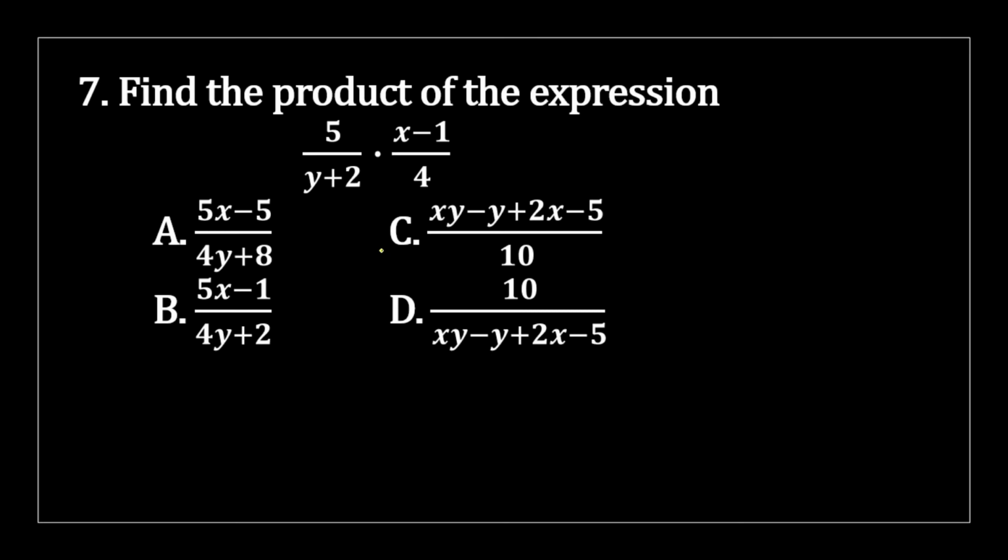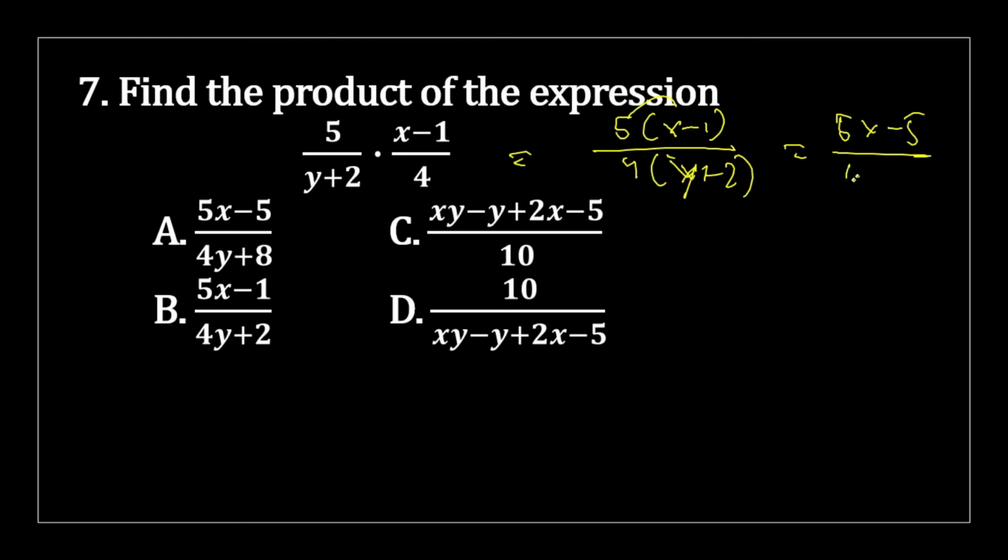Find the product of the expression. All you need to do is to multiply the numerator to the numerator and the denominator to the denominator. So we have x minus 1 times 5, x minus 1, then 4 multiplied by x by y plus 2. So distribute it. We have 5x minus 5 over 4y plus 8. So that is letter A.